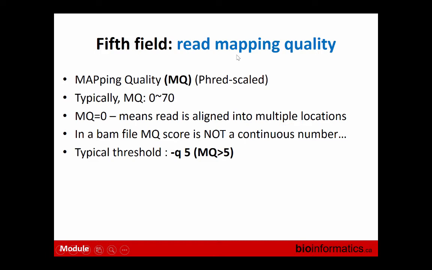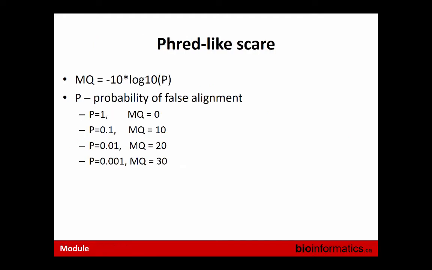So now the fifth column is mapping quality, and you already heard about the Phred score. The mapping quality is a Phred score as well. Again, some tools have a parameter minus lowercase q, where you can indicate a mapping quality, and only reads above this mapping quality will be accepted. Mapping quality is minus 10 log of the probability of false alignment, and when the probability is 1, it means that the read is aligned in multiple locations. So actually we don't know how to place it. Then mapping quality is 0, and the higher the mapping quality is, the smaller the probability of false alignment is, and the further away from multi-mapping we are.